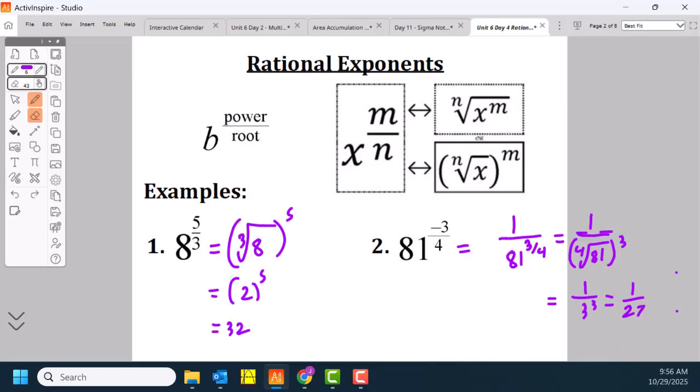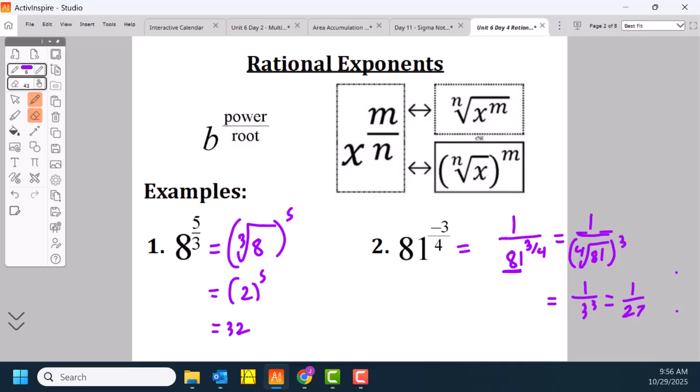Okay, couple things to notice. That negative exponent, it just flipped the base, so it moved the base to the bottom. The exponent stayed the same. And when we used it, it didn't change the sign on our base. We still have a positive 81 there.